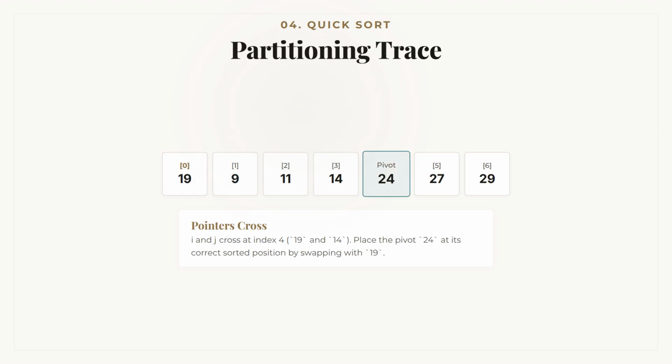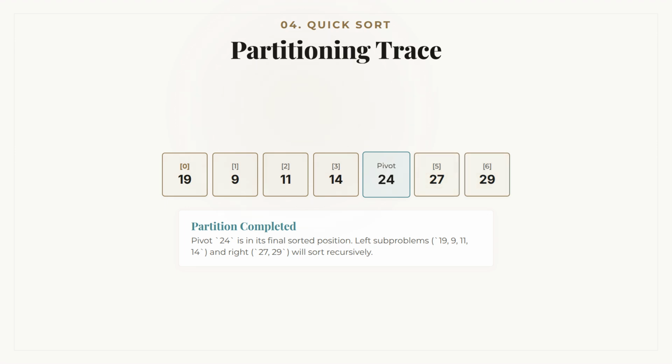After partitioning, the array becomes 19, 9, 11, 14, 24, 27, and 29. The pivot 24 is now in its final sorted position. The algorithm then sorts the left and right parts recursively. The performance of quicksort depends heavily on the choice of pivot.